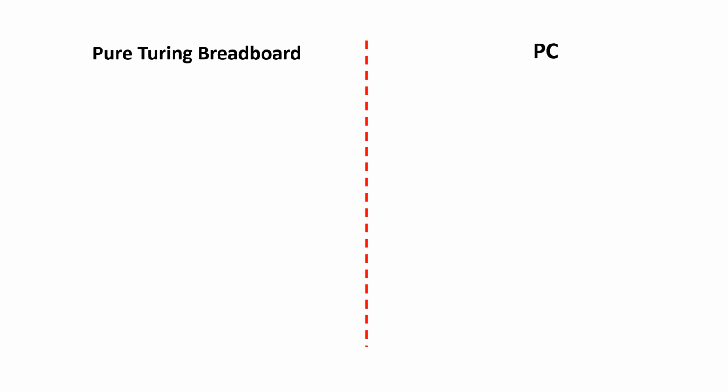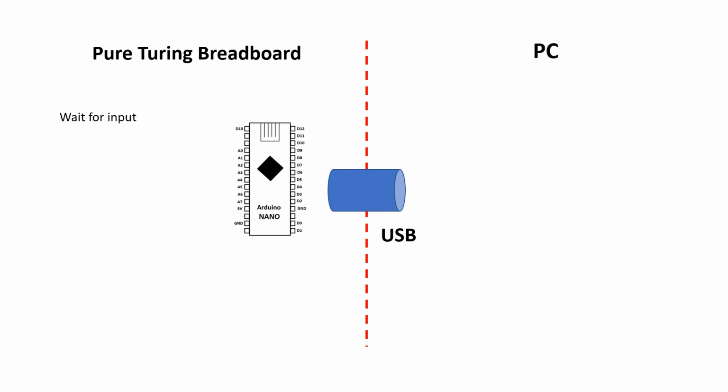Let's have a look at how this setup might work. We have the Pure Turing breadboard on the left and a PC on the right, and they're connected by a USB cable. The USB is connected to an Arduino, which is basically waiting for an input from the USB port. The PC maintains a copy of the notepad. It reads from the current notepad pointer, then it exports this value to the Arduino via the USB cable. Then it waits for an input.